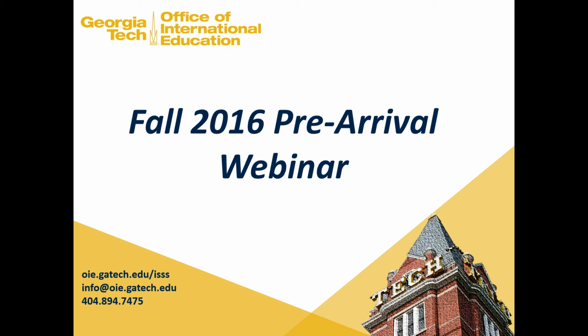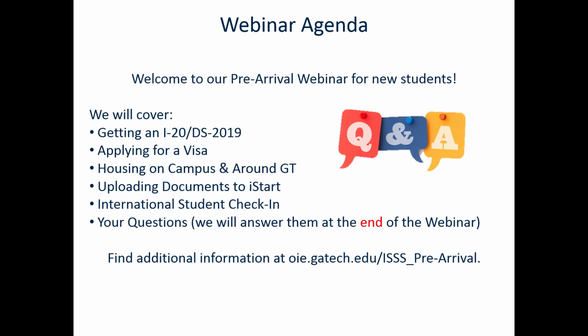So let's get started. We want to go over the agenda with you. Things we're going to cover are getting an I-20 or DS 2019, applying for a visa, housing on campus and around Georgia Tech, uploading your documents to iStart, and international student check-in. If you think of questions during the webinar, you can type them in, but we will answer them at the end of the webinar. You can also find additional information at the website listed here.